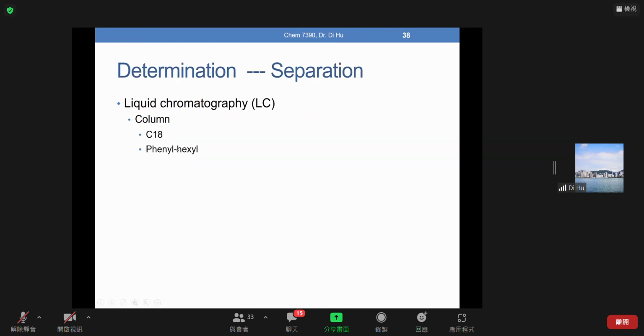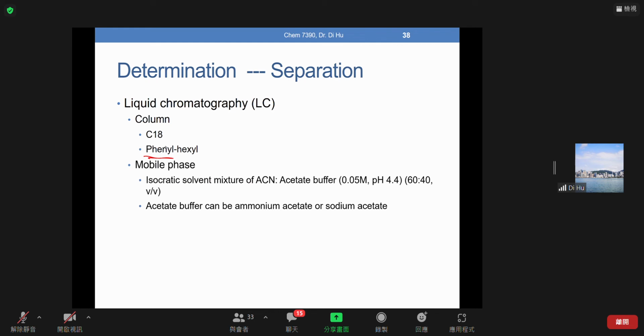And for determination, we're using liquid chromatography, with a C18 column, or it can be phenyl hexyl because it has an aromatic ring. This column should be okay too. The mobile phase can use, again, ACN and also an acidic buffer. Of course you can do a gradient, and the acetate buffer can be ammonium acetate or sodium acetate. For injection volume, 10 to 200 microliters should be enough.